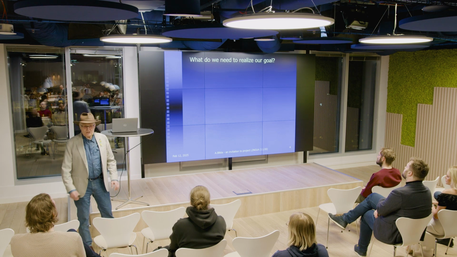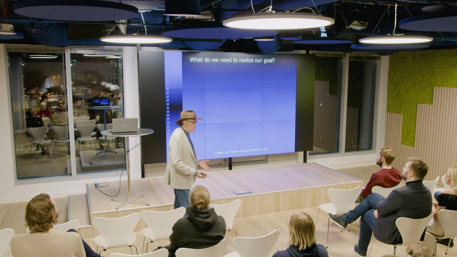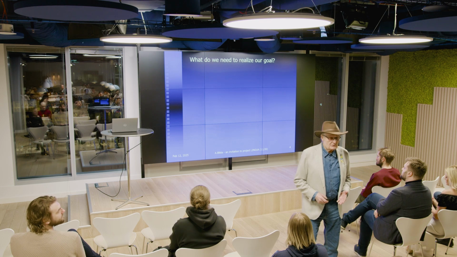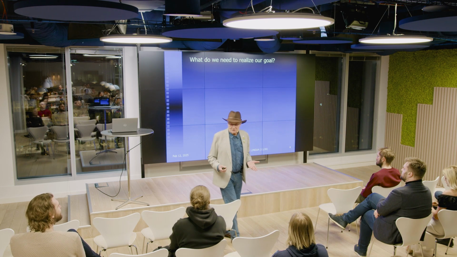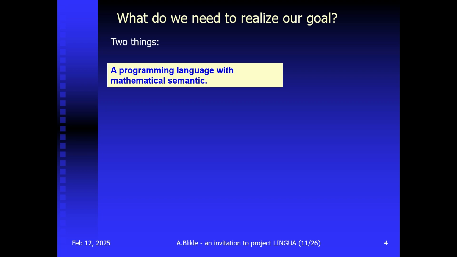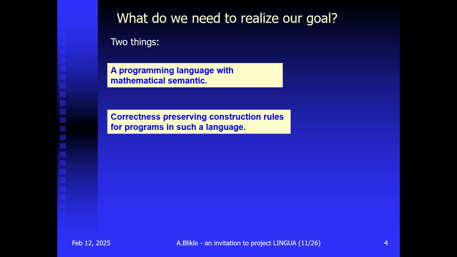Now, what do we need to realize the goal of producing correct programs? Provably correct programs, mathematically correct programs. Well, in the first place, we need a programming language with a mathematical semantics, because otherwise you can't prove anything. So you must have a language with mathematical semantics, and based on that language, you have to define rules of construction that guarantee that constructed programs are correct, whatever it means. We need such rules, and we have to prove that the rules are sound, which means that if they are given correct programs, then they will return a correct program as a result.